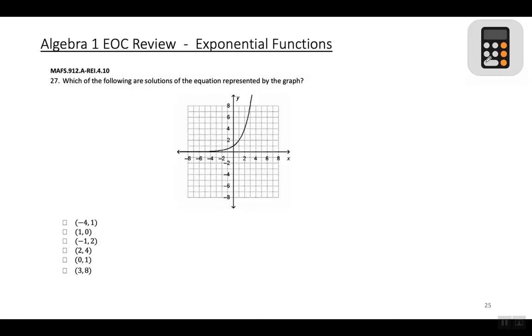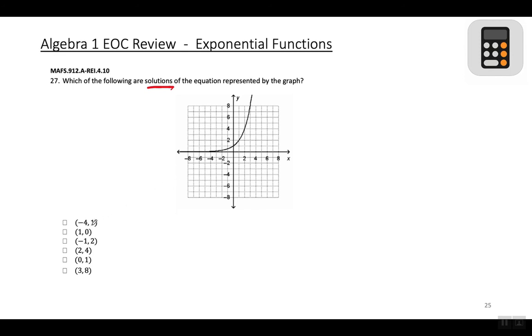Which of the following are the solutions of the equation represented by the graph? Okay, a solution of an equation means which of these points are on this line. That's what that means. So you've got to check each point to see if they're located on the graph of this line. Una solución son los puntos que están encima del gráfico de esa línea.